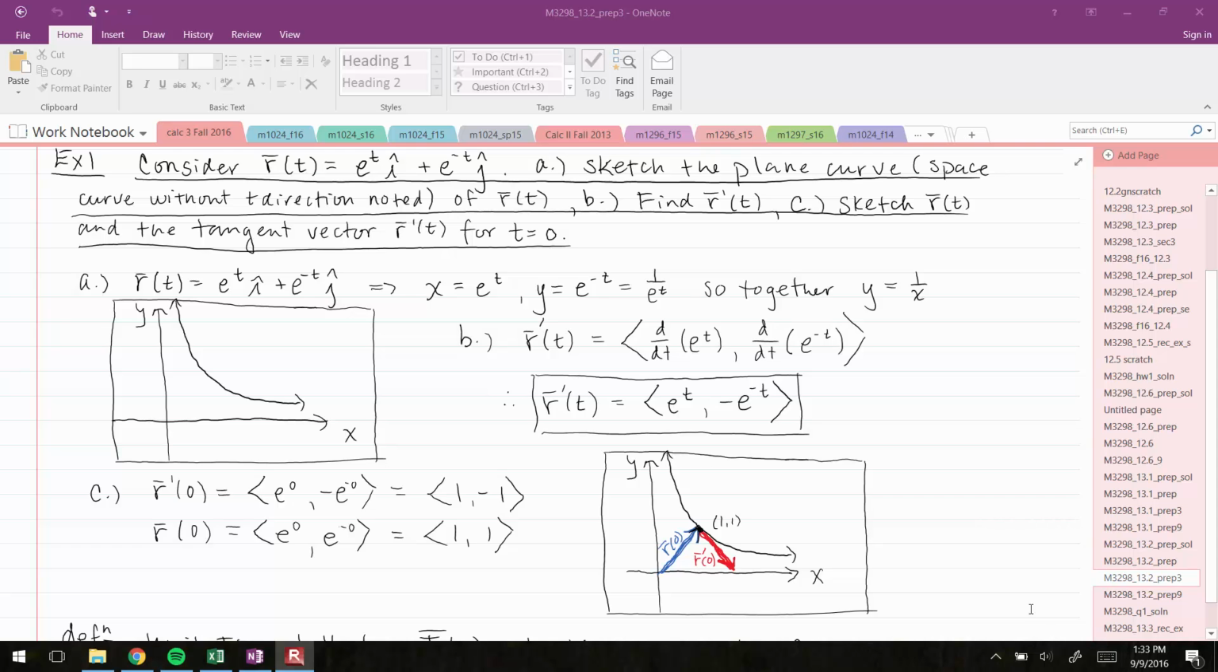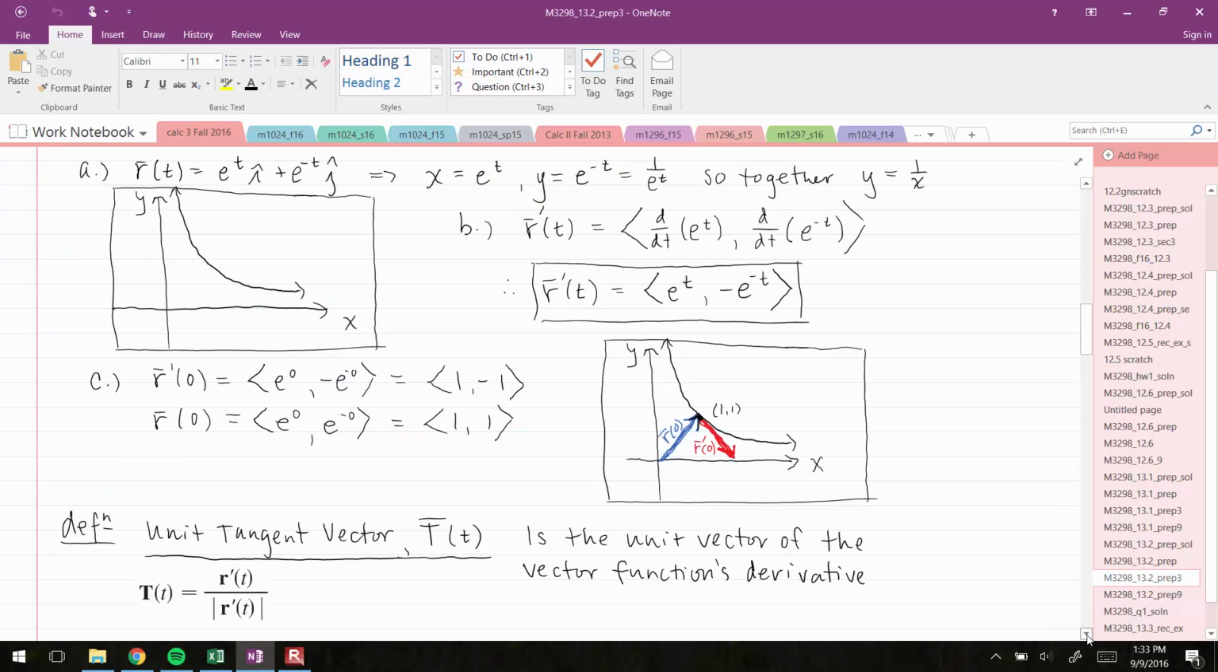So moving on, we need to talk about something called the unit tangent vector. It's given special notation, a vector capital T of t, and again it's the unit vector. The unit tangent vector is just as it sounds, a unit vector representation of a vector function's derivative. So just like you would imagine, r prime of t over the magnitude of r prime of t. The tangent vector is not necessarily going to have a length of 1, and all this does is make it have a magnitude of 1.